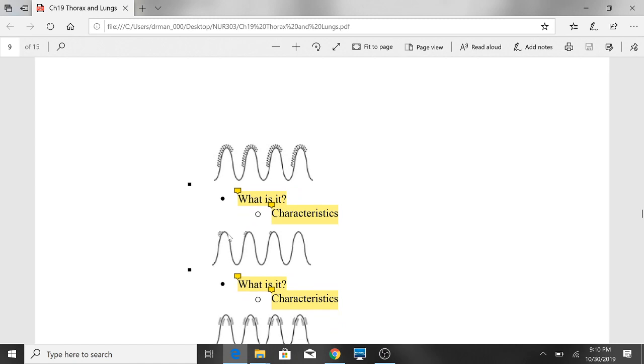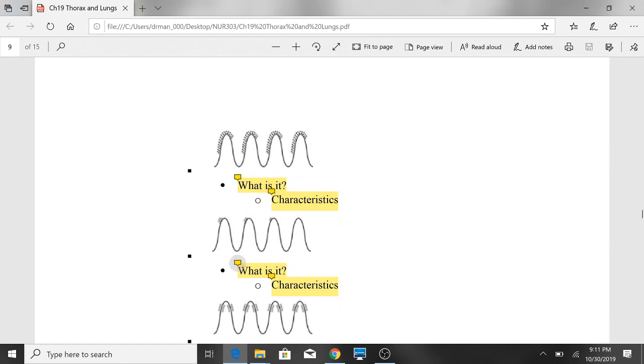Alright, look at this one. I'm going to describe it to you. Just like the fine crackles, a little abnormal sound at the beginning, but slowly it diminishes and goes away. What do you think it is? Atelectatic crackles. What are the characteristics of atelectatic crackles? They sound like fine crackles, but do not last and are not pathologic. They disappear after the first few breaths.